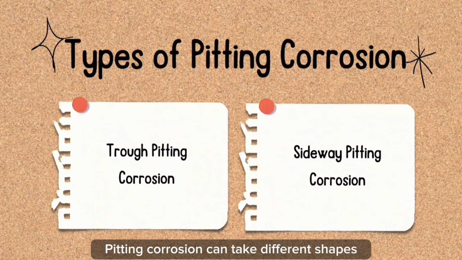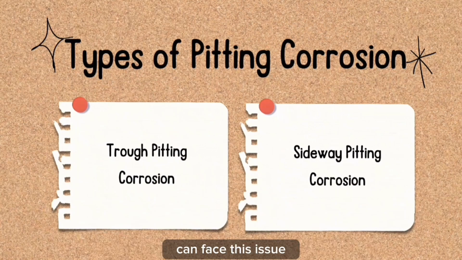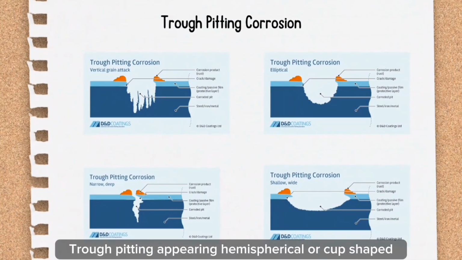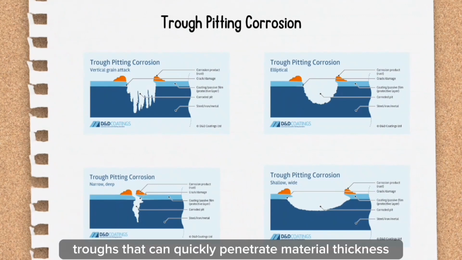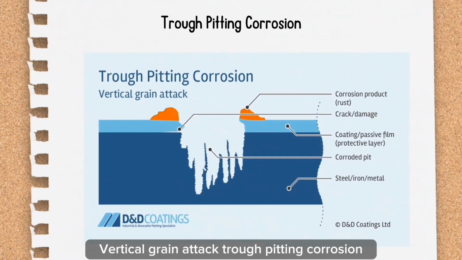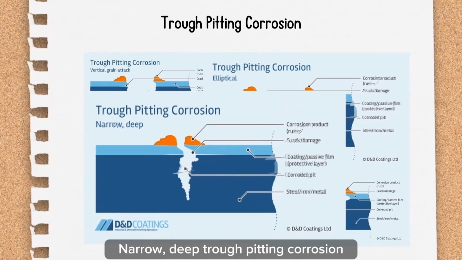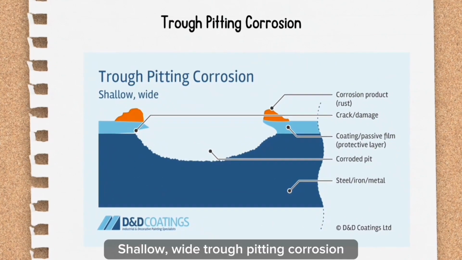Pitting corrosion can take different shapes, depending on the material and grain direction. Passive metals like stainless steel and aluminum are often affected, but almost any corrosion-susceptible material can face this issue. Trough pitting, appearing hemispherical or cup-shaped, occurs when the protective film is compromised, forming narrow and deep troughs that can quickly penetrate material thickness. Vertical grain attack trough pitting corrosion. Elliptical trough pitting corrosion. Narrow, deep trough pitting corrosion. Shallow, wide trough pitting corrosion.